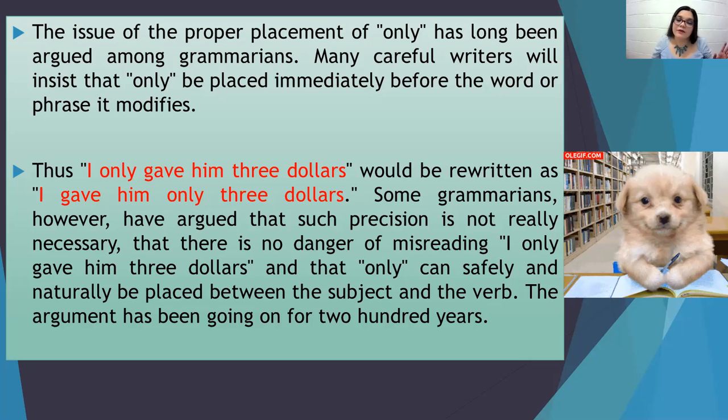The argument has been going on for hundreds of years, but here's my question. If I say the first sentence, I only gave him $3, it means that I didn't do anything else. I didn't kiss him goodbye, or say something else, but I gave him $3 and that was all. While in the second one, I gave him only $3, only is modifying 3. So I'm saying that I didn't give him more than 3. I gave him only $3. So you see why this matters?